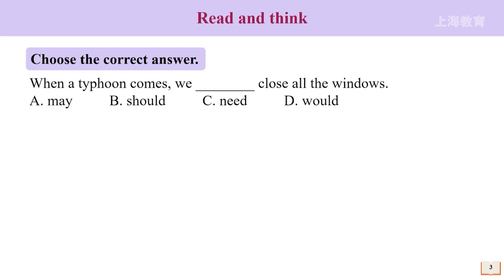Mary, what's your choice? In Unit 8, we learned that a strong wind may break windows. It is dangerous if we keep the windows open. Maybe I will choose C, need. In Chinese, the sentence means, 当台风来临，我们需要关上所有窗户。But I'm not sure. Well, do you agree with Mary?